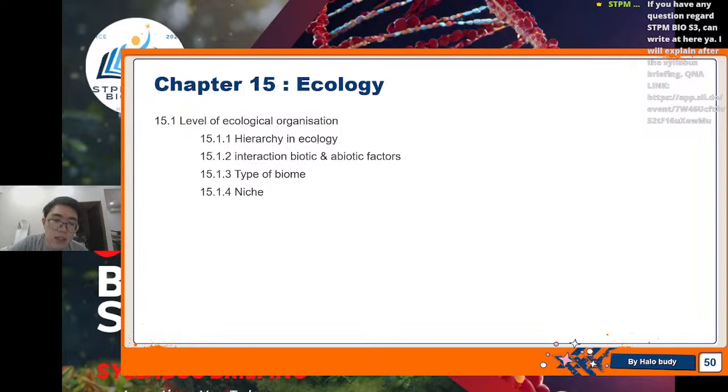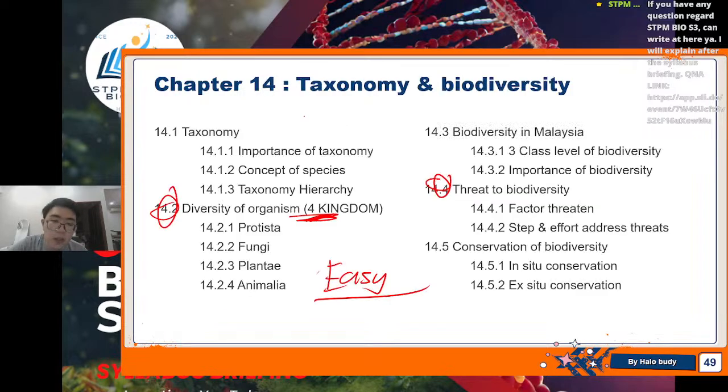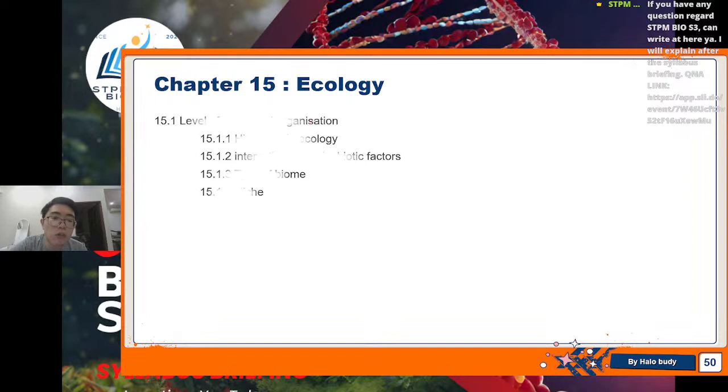And this one is different from the first chapter. The first chapter, taxonomy, is for organisms. This is living organisms one. We only classify the living organisms on earth. But this chapter is about ecology, not only organisms but also involving the environment on earth. So you have to know the classification of ecology and also the interaction of biotic and abiotic factors.